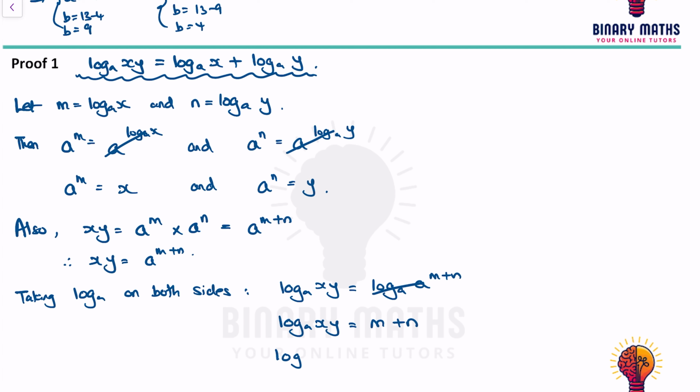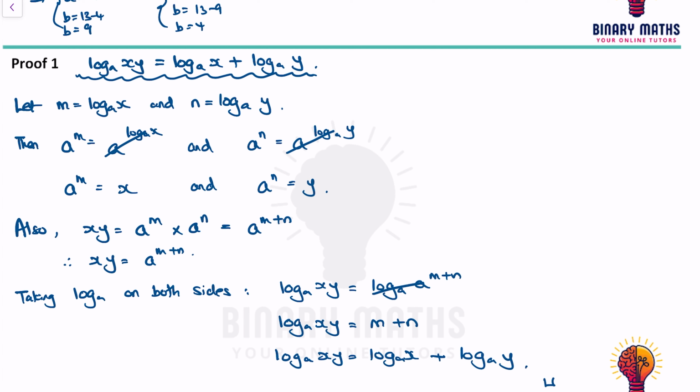But m is just log base a x, and n is just log base a y. And that was what we were trying to prove. So as you can see, the proof does work out and you've got what you wanted.